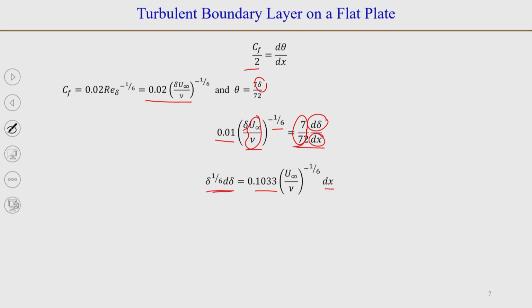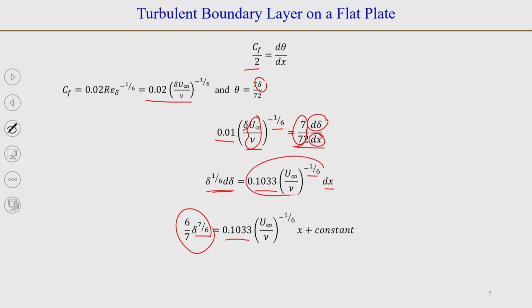So, dx into u infinity by nu raised to the power minus 1 by 6, and when you integrate it, that will be delta to the power 1 by 6 plus 1, so 7 by 6 delta raised to the power 7 by 6 divided by 7 by 6. So, it will become 6 by 7 delta 7 by 6, and all this is constant. So, we will have simply x here plus a constant of integration. Now, the next question comes, how do we find this constant?